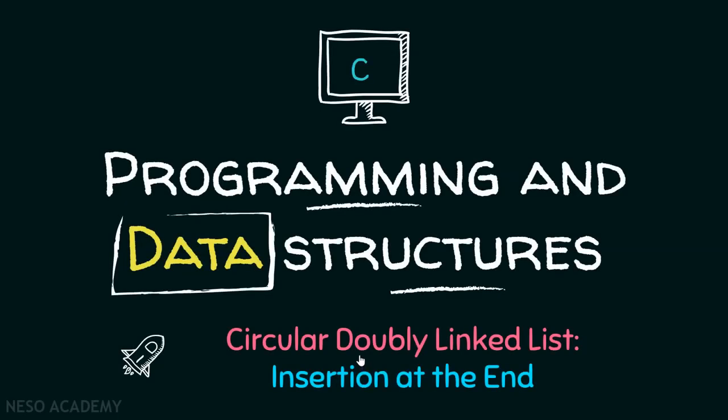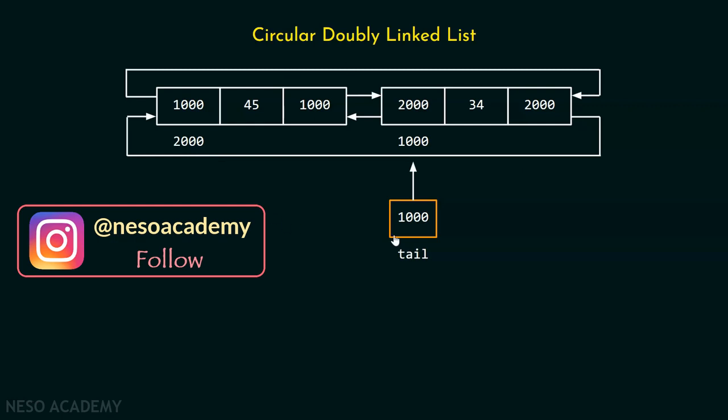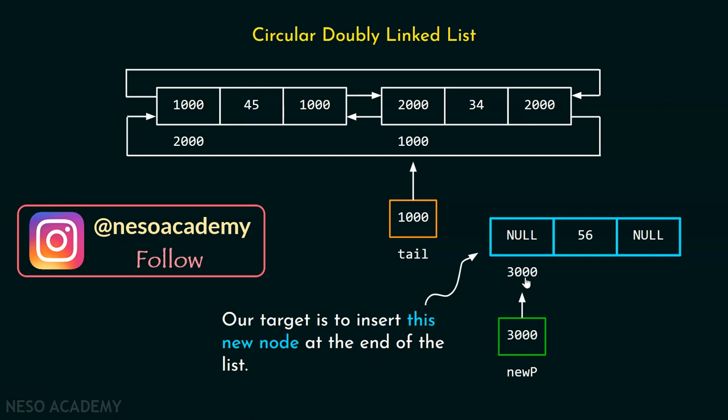In this presentation, we will learn how to insert a new node at the end of the circular doubly linked list. So let's get started. Let us suppose we have this circular doubly linked list and the tail pointer is pointing to the last node of this list. Now, our target is to insert this new node at the end of this list.